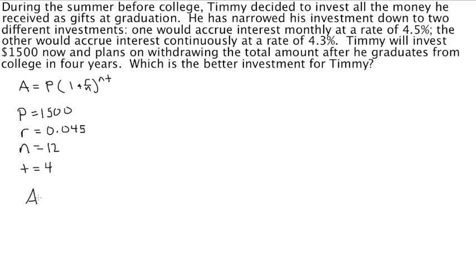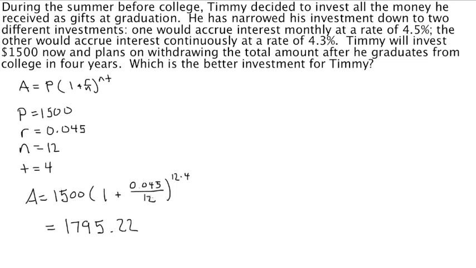So putting everything into our formula, 1,500 times (1 plus 0.045 divided by 12) to the 12 times 4, and doing that in our head because we are awesome like that. No, just kidding. Do this in your calculator. We get 1,795.22. Okay, so not a bad investment.